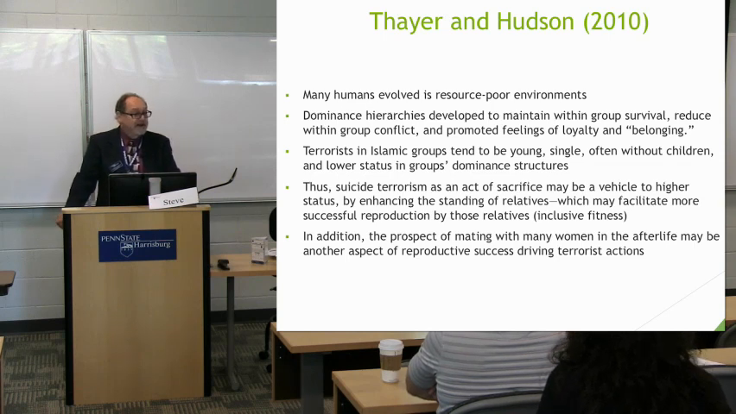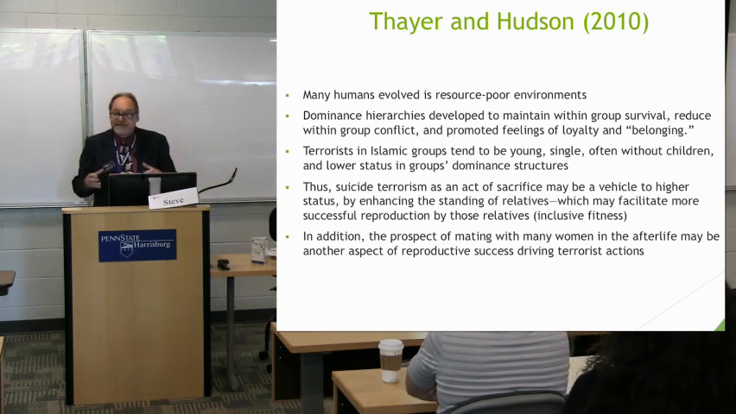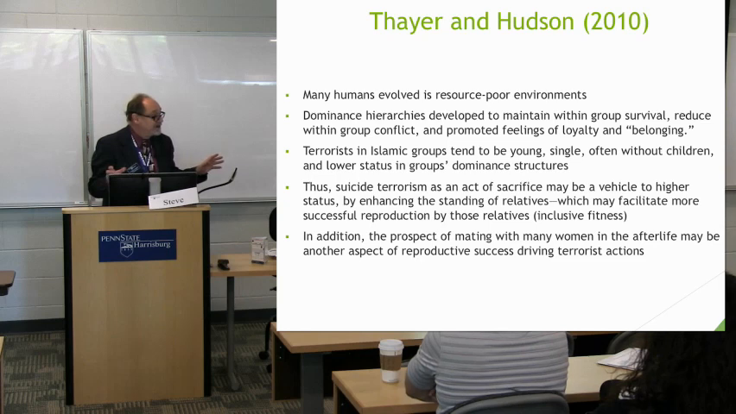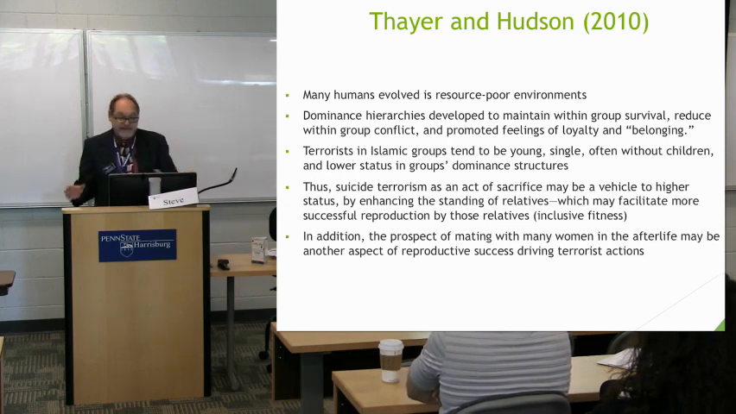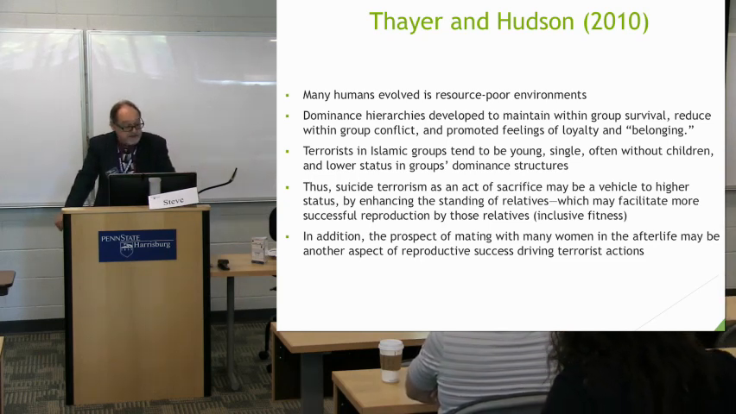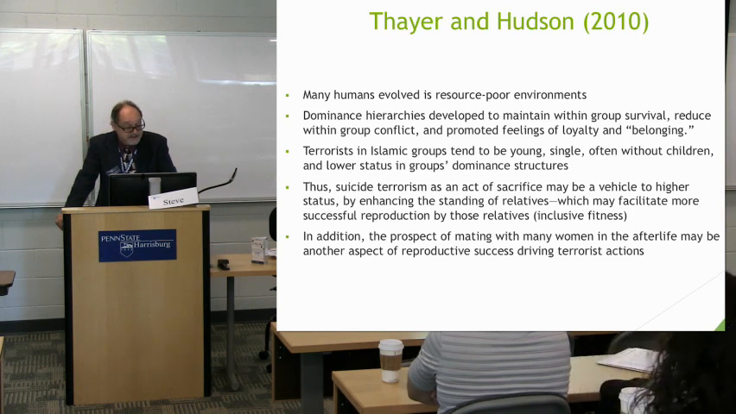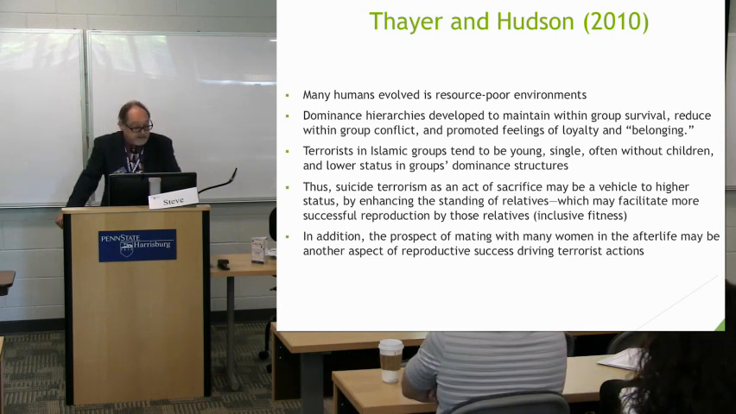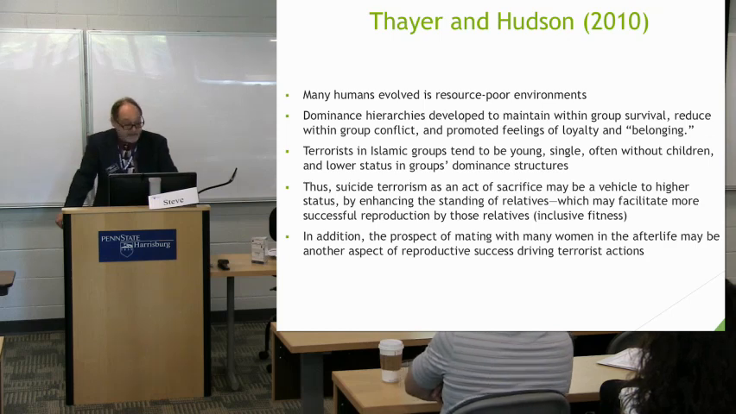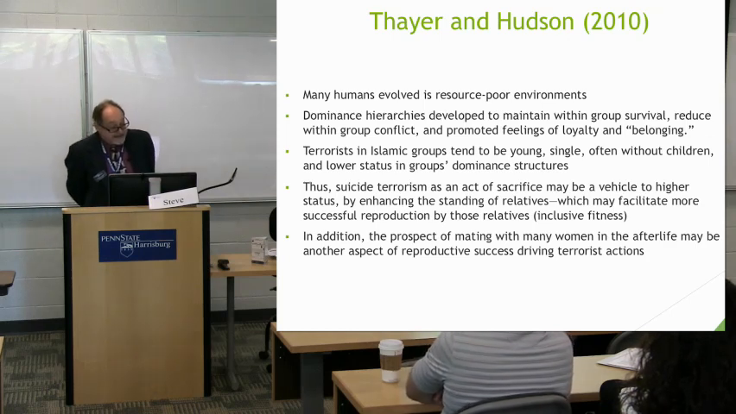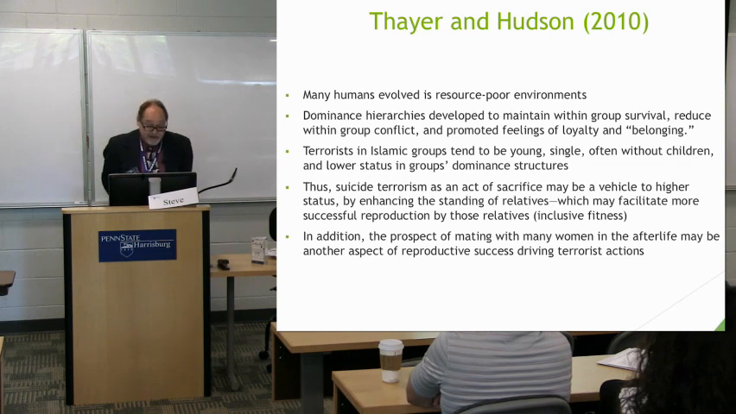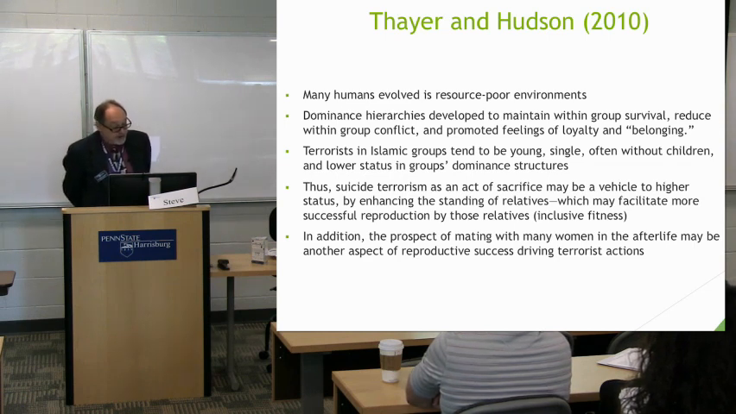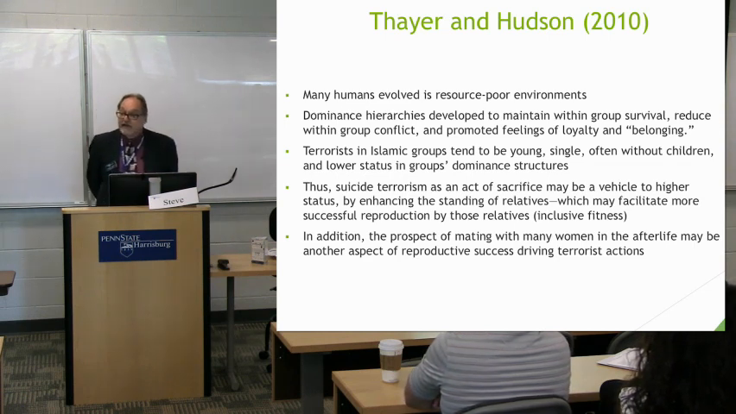One of the things that Thayer and Hudson say is, if you look at many studies, and there's debate in the literature, by the way, on terrorism and suicide terrorism, but this is their starting point: terrorists in Islamic groups tend to be young, single, often without children, and lower status in groups' dominance structures. Suicide terrorism and its act of sacrifice may be a vehicle to higher status, enhancing again the standing of relatives, which may facilitate more successful reproduction by those relatives.